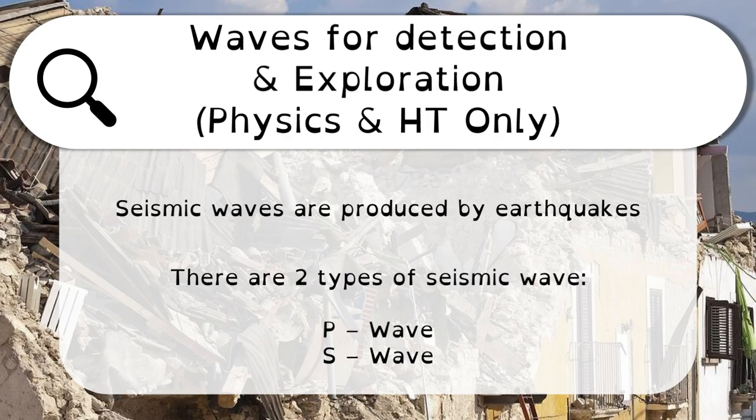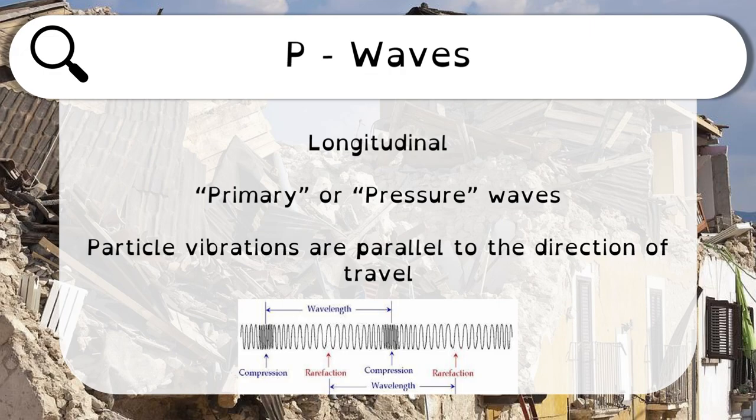There are actually lots of types of different seismic wave, but you need to be aware of two of them. It's the P and the S wave. Let's start with the fastest ones, the P wave, the primary wave, or the pressure wave.